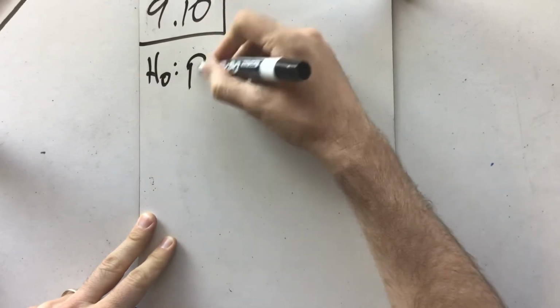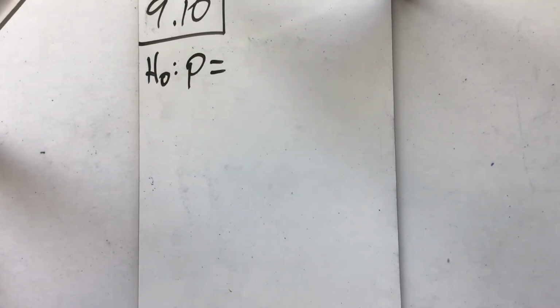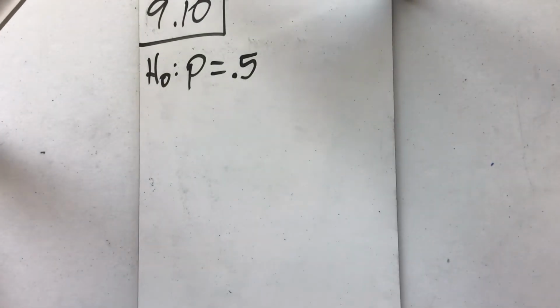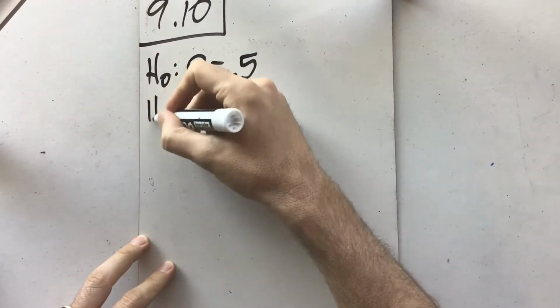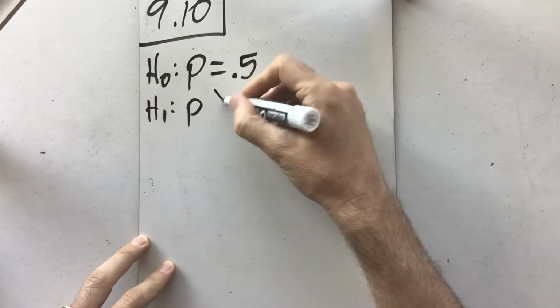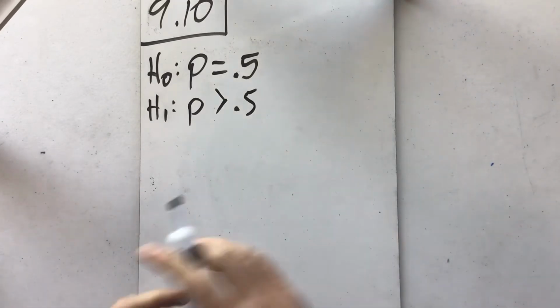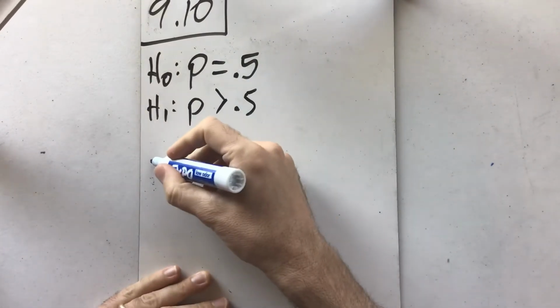H naught. Well, notice the problem says we want to know if they land on tails more frequently than heads. Notice we didn't say 80%, 75%. We just said more frequently. What does more frequently mean? It would mean more than 50% of the time. So our default is that they would land on heads and tails the exact same amount. What we want to test is whether it's greater than 50% of the time.